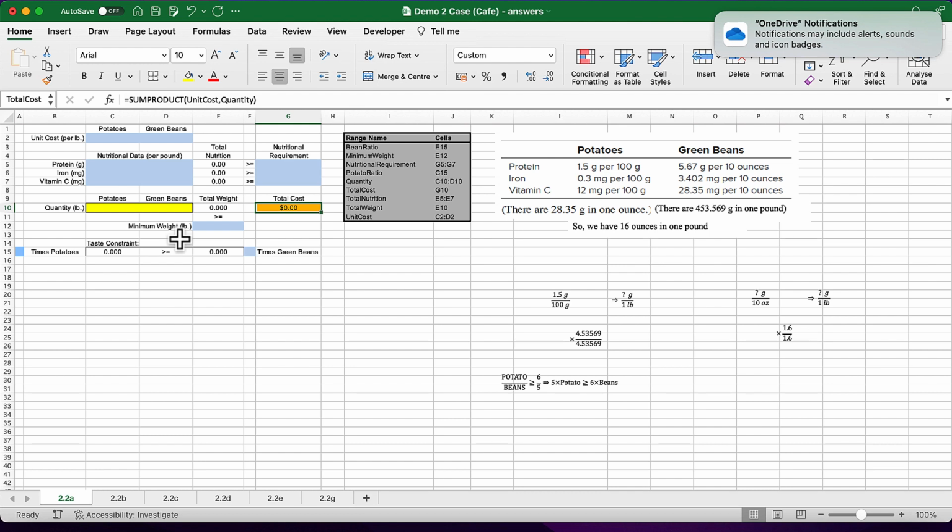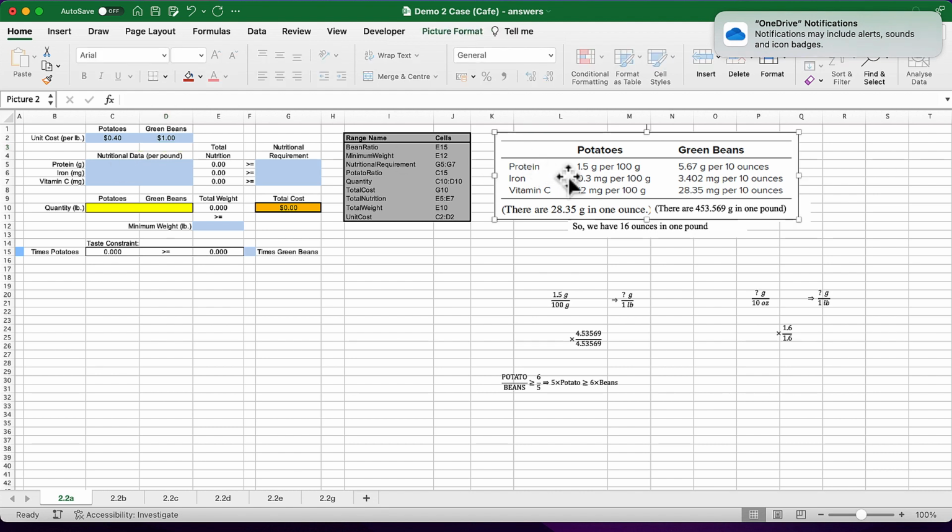I think we'll just fill in the unit cost as a start, whereby from the case itself, you can easily pick out that the cost of potato per pound is 40 cents, and for the green bean is going to be $1. The difficult and more challenging aspect of the problem comes from the nutritional benefit generated by, let's say, the potato for the protein, right?